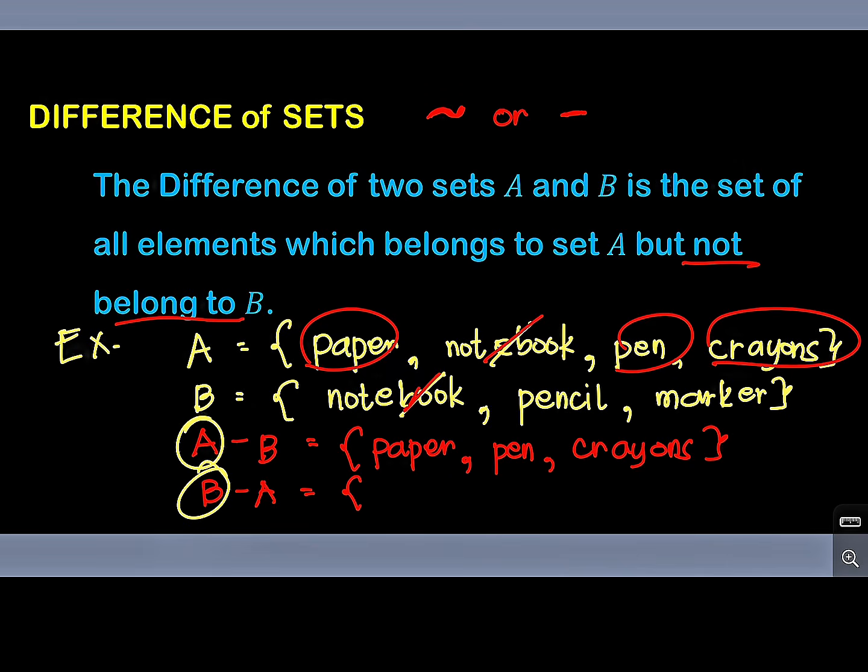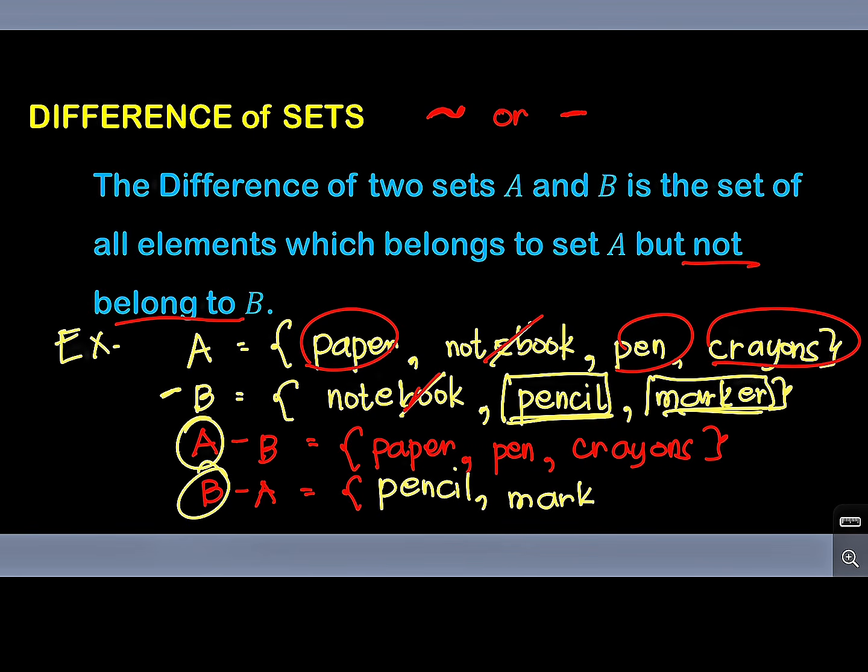So always remember, in difference of set, our reference or our answer would be based on the first set that is written, which is our B. Here, we need to remove also the common elements, which is notebook, and we will focus our answer on set B because we are in B difference A. So our answer would be pencil and marker. The set of pencil and marker. Hope you understand for difference of set.